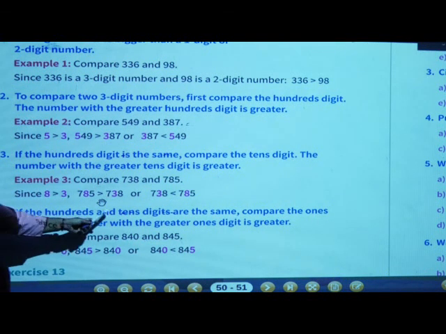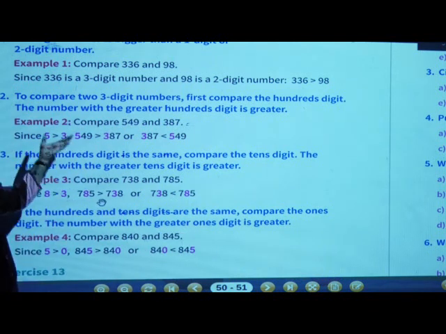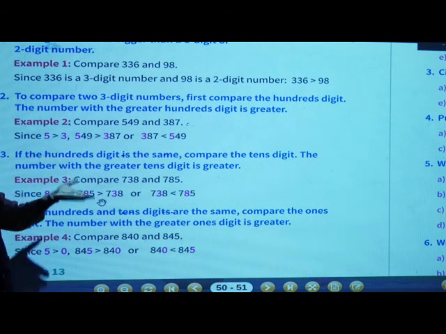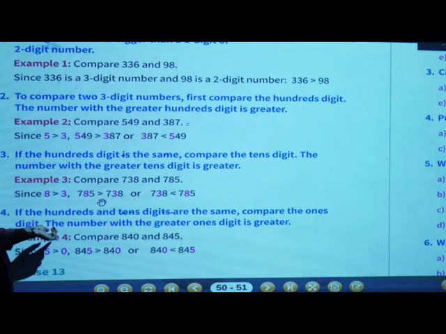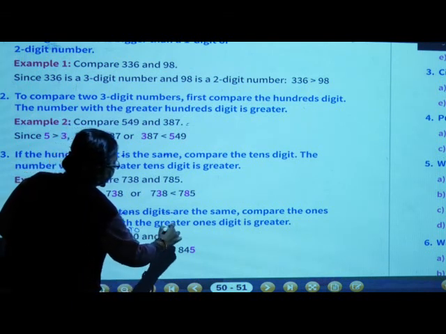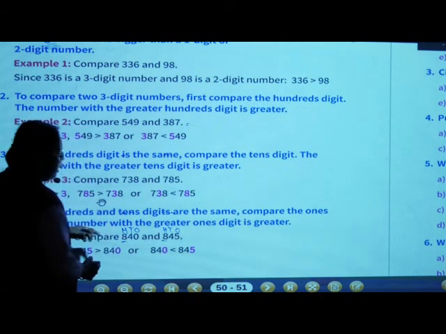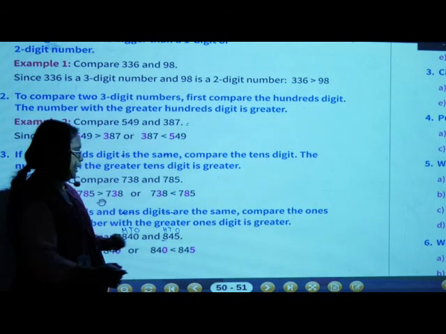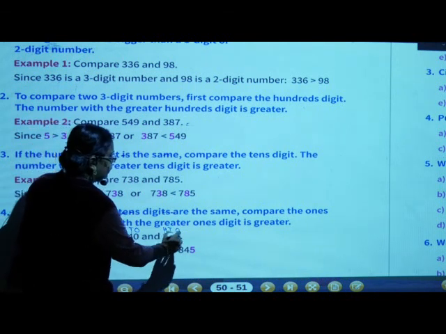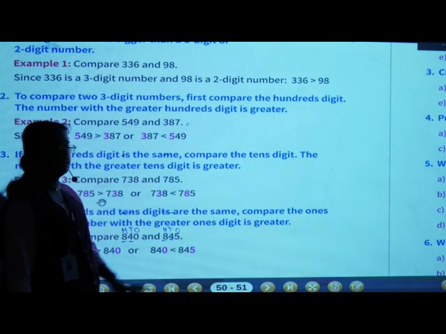If the hundreds and tens digits are the same, compare the ones digit. The number with the greater ones digit is greater. Now see here, hundreds, tens, ones. Hundreds place 8, hundreds place 8. Then tens place 4, tens place 4. Both are also the same.